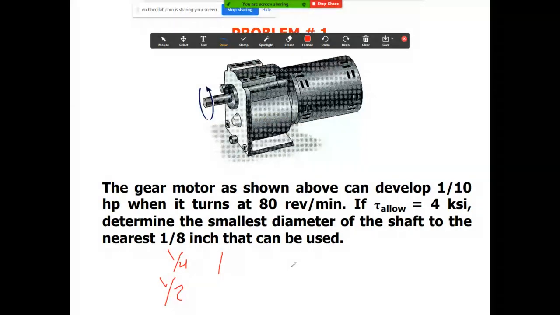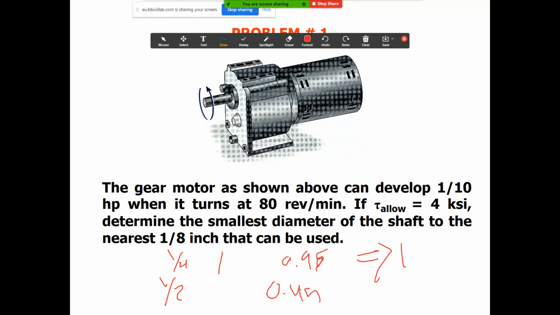If you have a diameter that you get, for example 0.95, you round it to 1, so you will use 1 inch. Or if you get a diameter of 0.45, you round it to 0.5. If you get a diameter of 0.2-something, you round it to 1 over 4, which is 0.25. This is rounding in the English unit.